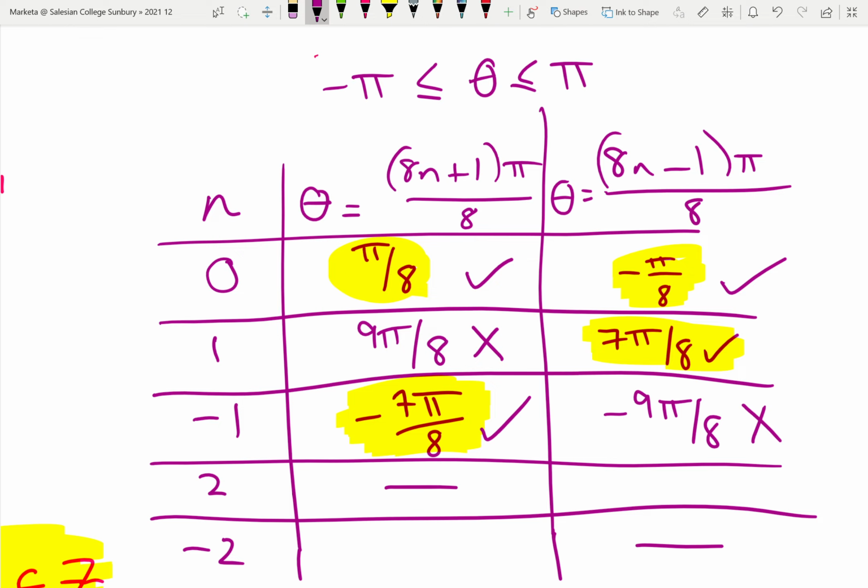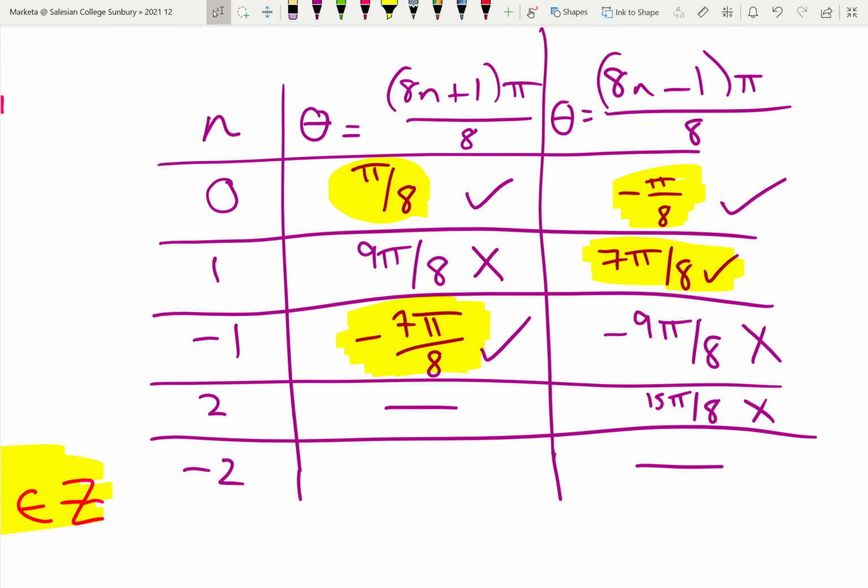Before, positive 1 worked. So I'm going to try positive 2. I have a feeling it'll be too big, but we'll see. 8 times 2 is 16, minus 1 is 15 pi on 8. And of course that's too big. So now we know that we've done enough. Of course, negative 1 did work, so I probably should do negative 2 as well. 8 times negative 2, negative 16 plus 1, negative 15 pi on 8. So that doesn't work. Too small.